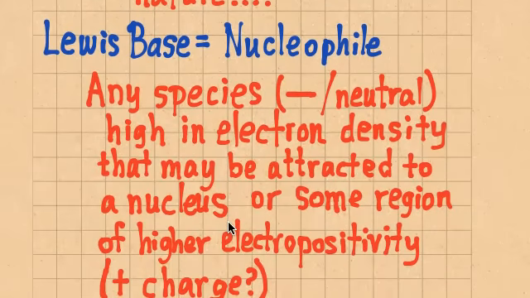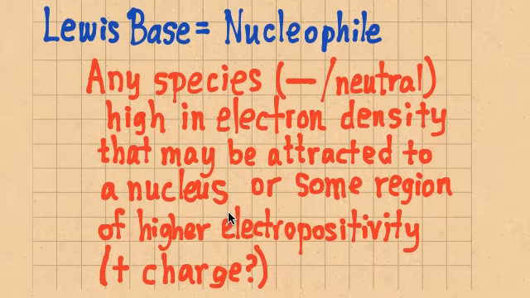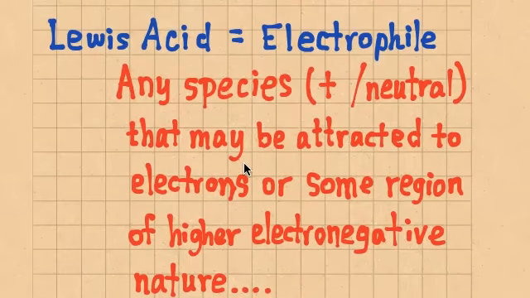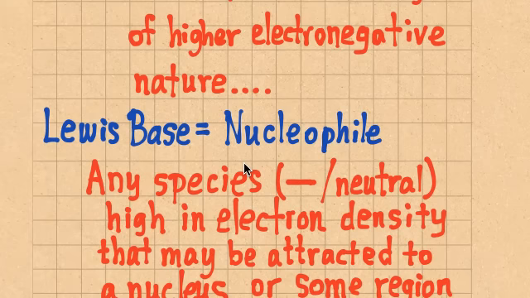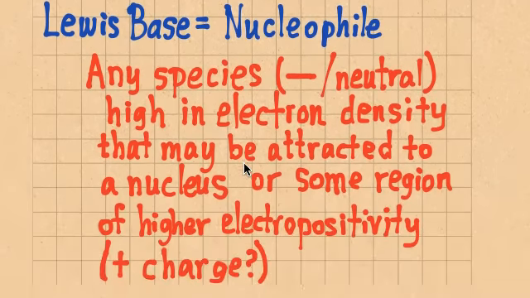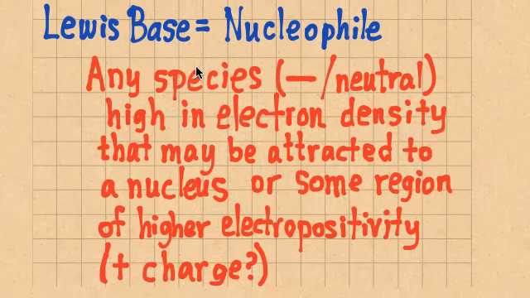Conversely, the opposite would be, what's a Lewis base? We also call it a nucleophile. If this Lewis acid is an electrophile, what's the opposite of an electron? It's a proton or a nucleus. So I say, what's a Lewis base? Any species, usually negative or neutral. If it is neutral, it must have some sites where the lone pairs attract the positivity of a nucleus, or a region of lesser electron density called electropositivity. Sounds like I just made that word up, doesn't it?